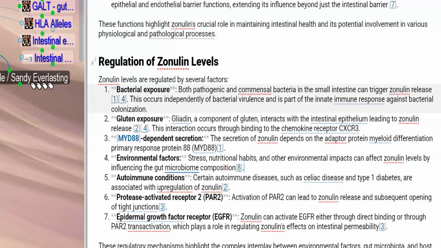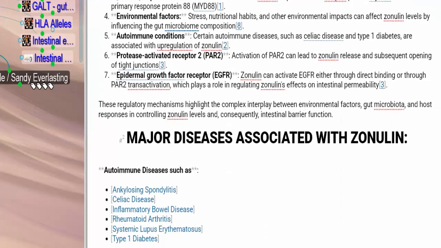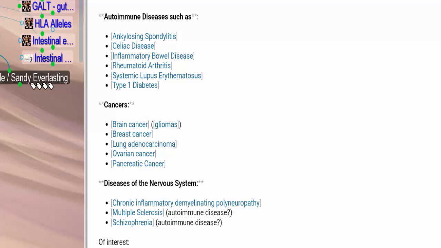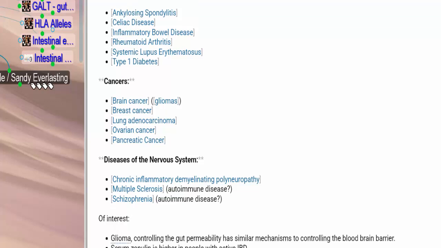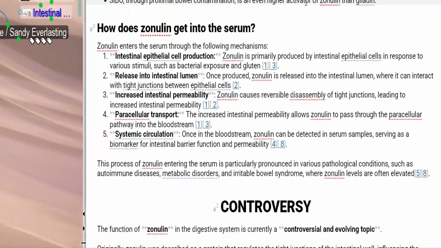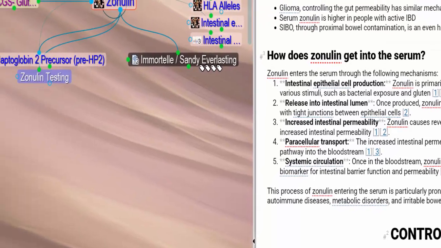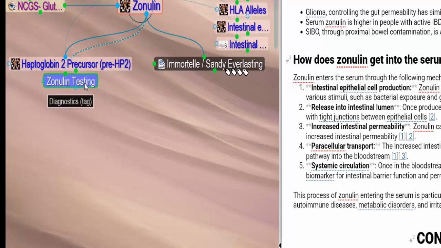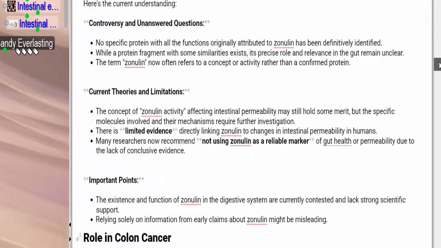So there are diseases that are associated with excess zonulin. Here's a list of them, and there's a lot. Autoimmune diseases like rheumatoid arthritis, type 1 diabetes, various cancers, various diseases of the nervous system, even schizophrenia. It can get into the serum. This part explains how it gets into our serum, and so there are tests. If you look over on the left, you'll see zonulin testing, and you can click on that, and that'll give you an idea of how much zonulin you're producing. There's some controversy, of course.